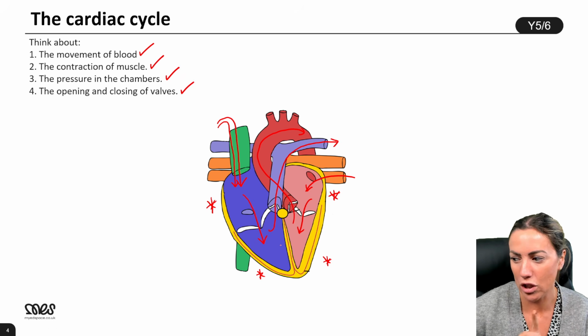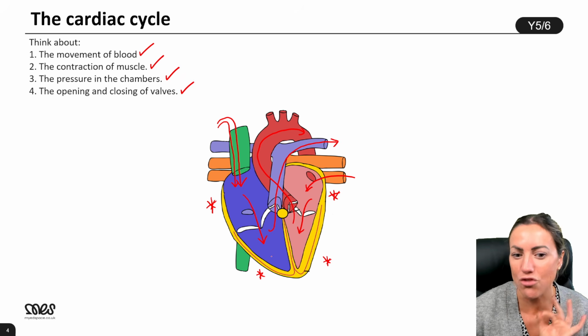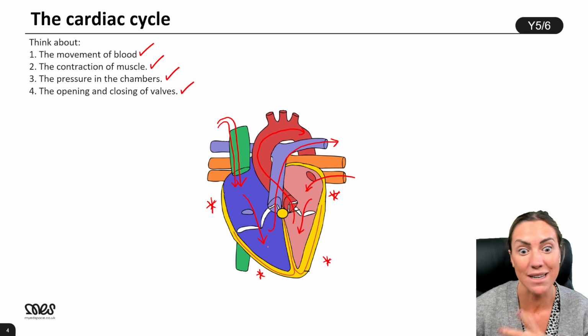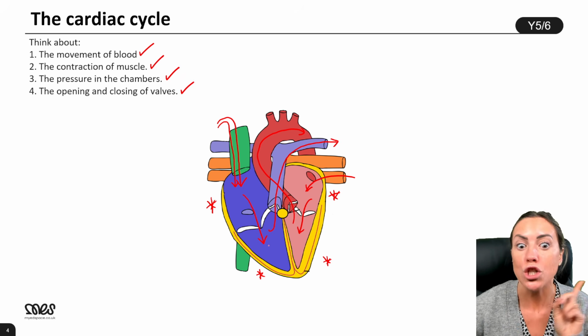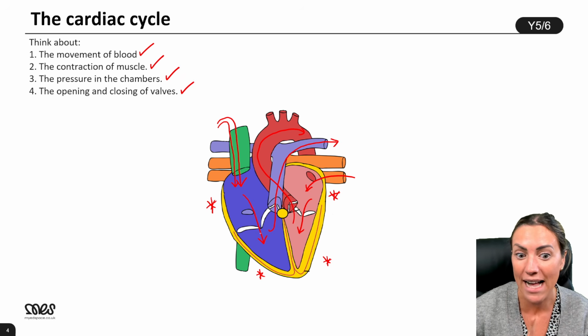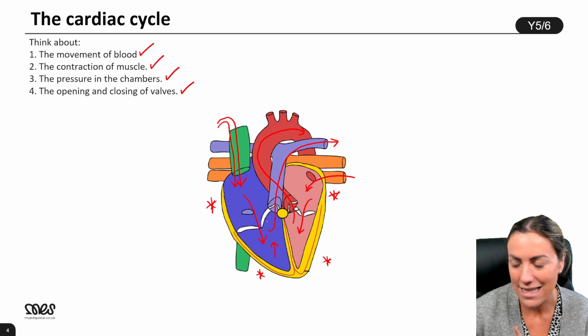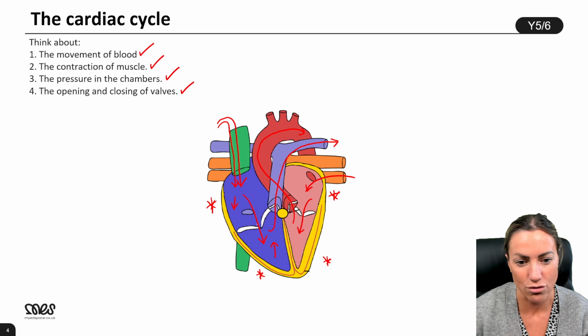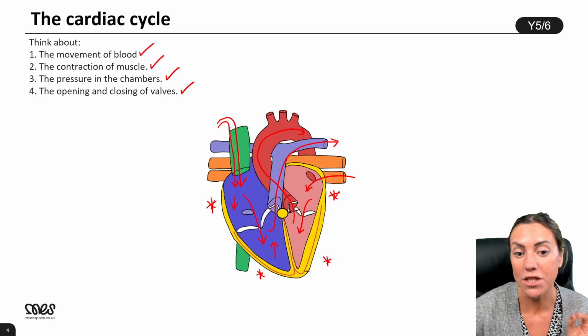Now, blood has moved into the ventricle. So the pressure in the ventricle is now increasing, right? Because it's filling up with blood. So what's going to happen to the AV valve? It's going to close because the pressure in the ventricle now exceeds the pressure in the atrium. So the AV valve shuts to prevent any backflow of blood from the ventricle into the atrium.